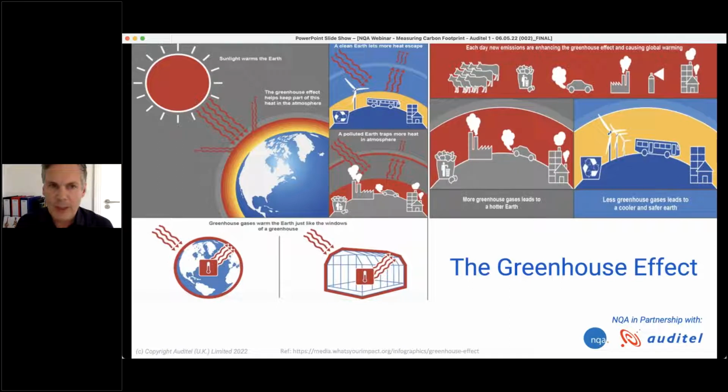So we're all aware of this. Sunlight warms the earth, the greenhouse effect helps keep part of this heat in the atmosphere. The challenge is, a polluted earth traps more heat in the atmosphere, and actually a clean earth lets more heat escape. So us as businesses, we've got a clear direction to go, which is how do we contribute to making the planet cooler? So, each day new emissions are enhancing the greenhouse effect, whether it's agriculture, waste, vehicles, factories, buildings, commuting, travel, all of those increase and contribute to emissions. And we need to find a way to reduce the level of emissions. And as businesses, all of our business activities and day-to-day operational activities have an impact on the environment. So how do we reduce it?